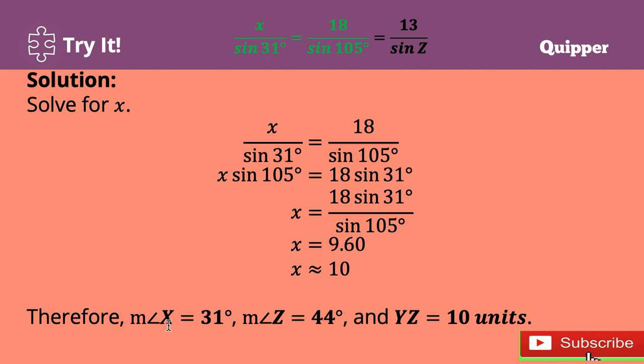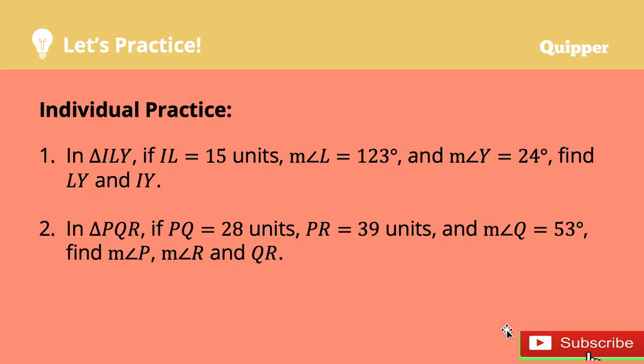Therefore, measure of angle x is equal to 31 degrees, measure of angle z is 44 degrees, and the side yz, or the side x, is equal to 10 units. And that's all for today.